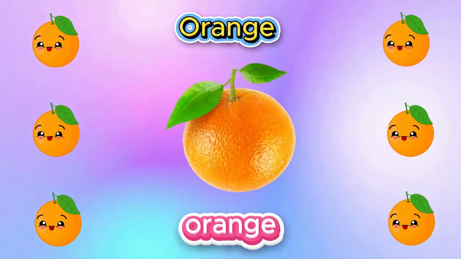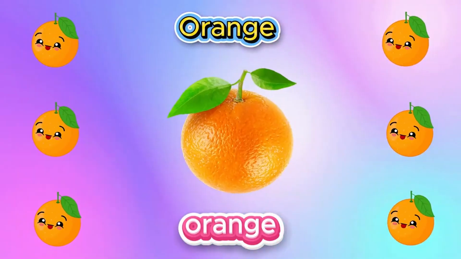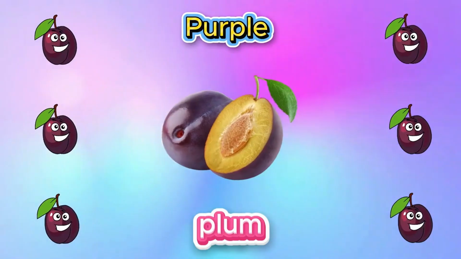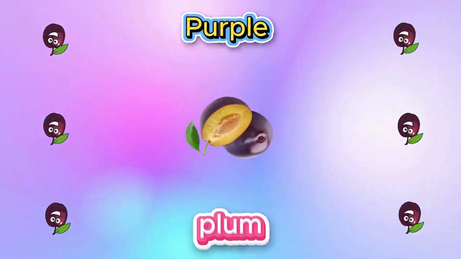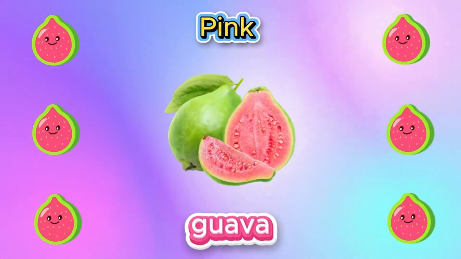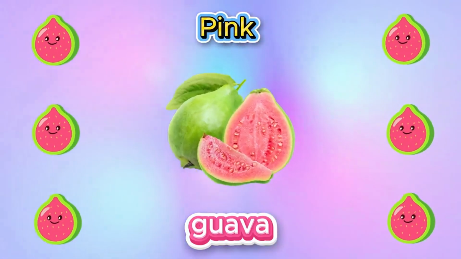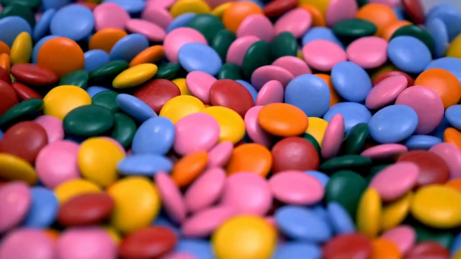Orange, orange, round and fine, full of juice and sunshine. Purple plum, so soft and neat, makes a snack that's hard to beat. Pink guava, smooth and fair, tropical scent fills the air.